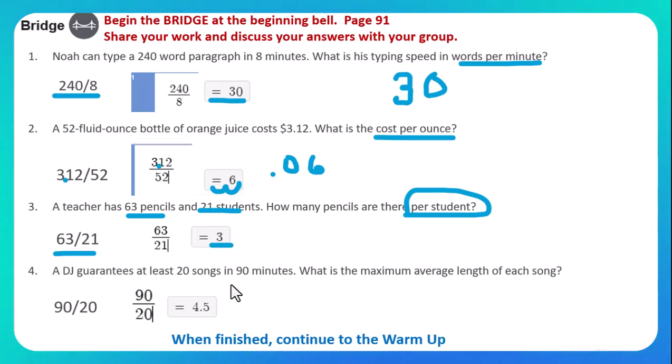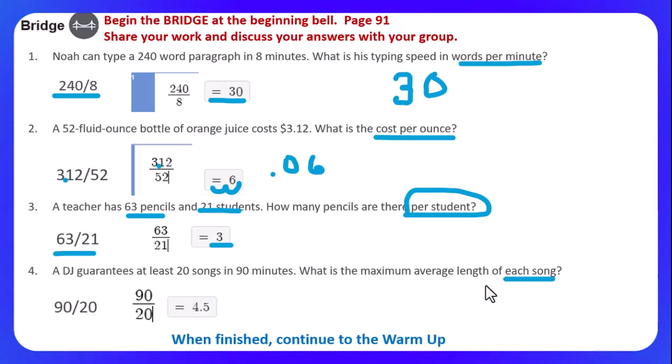All right, the last one, we divided 90 by 20 because we want to know the length of each song. So that's per song. How many minutes per song? So 90 divided by 20, put that in your calculator, and you should get 4.5 minutes per song.